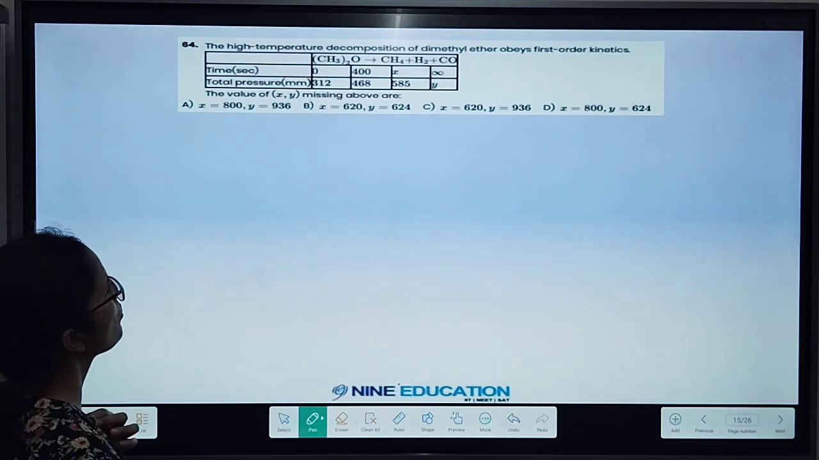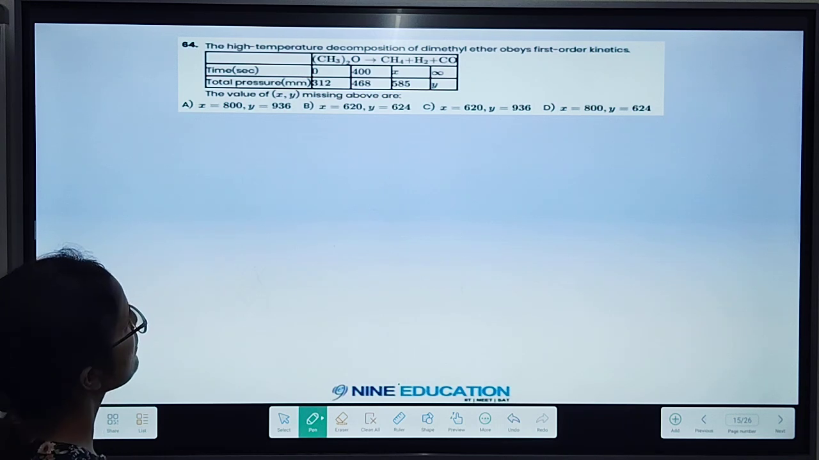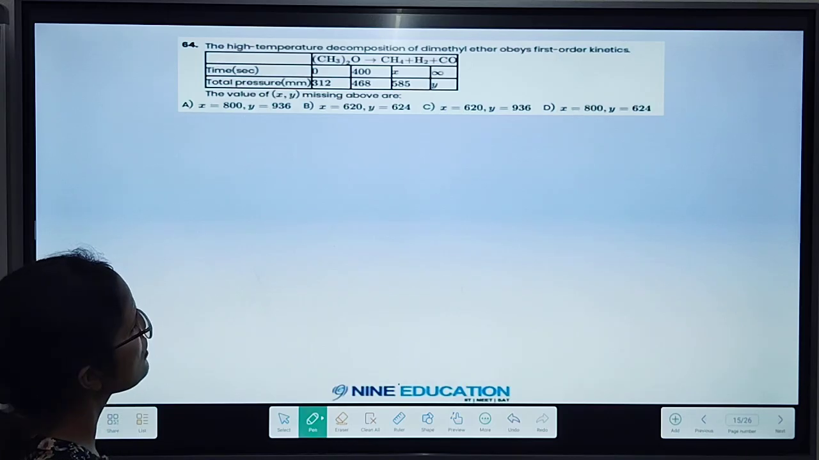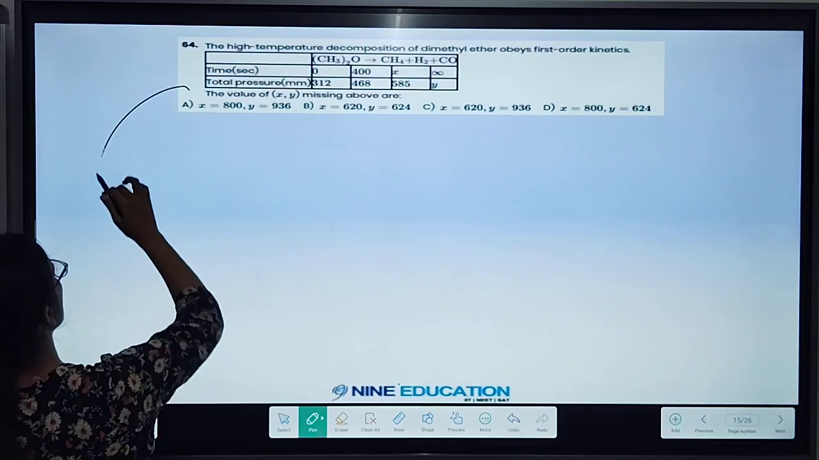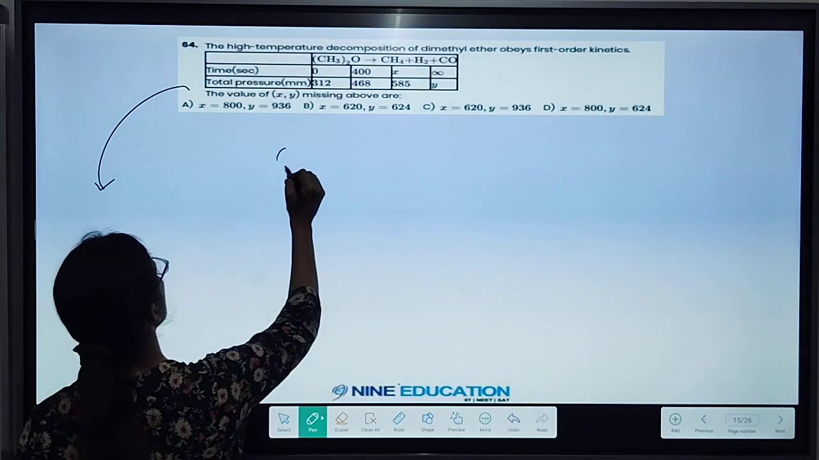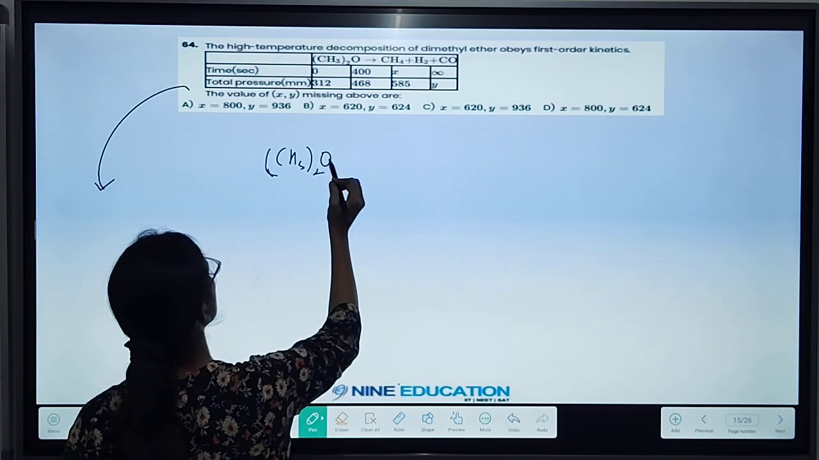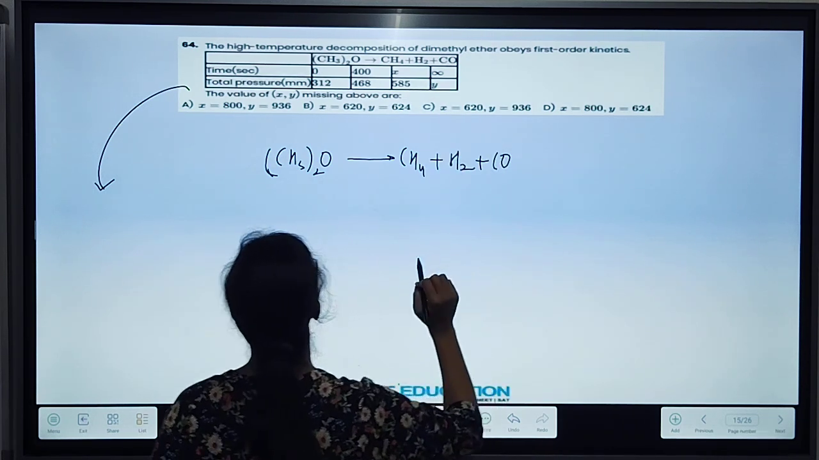The high temperature decomposition of dimethyl ether follows first order kinetics, and for this we are given some data. Ether decomposes into CH4 plus H2 and CO. As they already tell us it follows first order, and time and total pressure are given, ultimately we just need to talk about the pressure of the corresponding species. We have CH3 twice oxygen, let us write down the reaction in the first place. We will have CH4, H2 and CO.